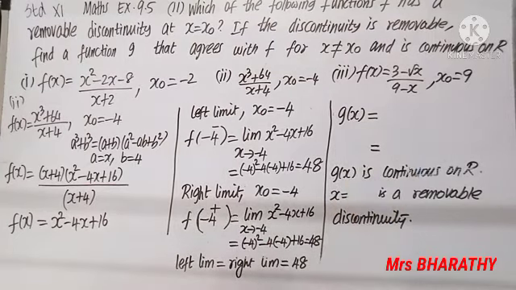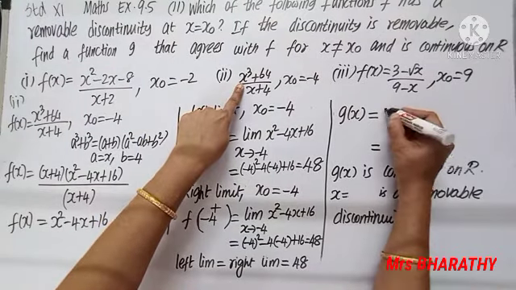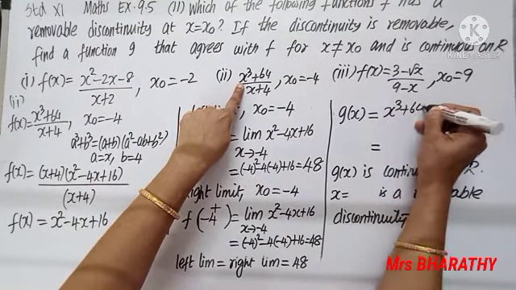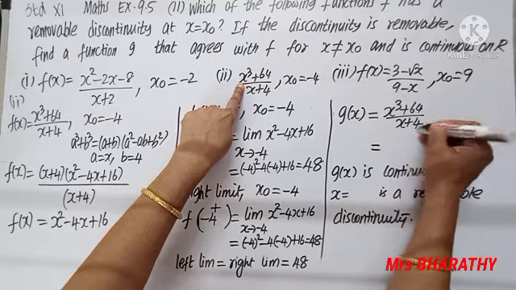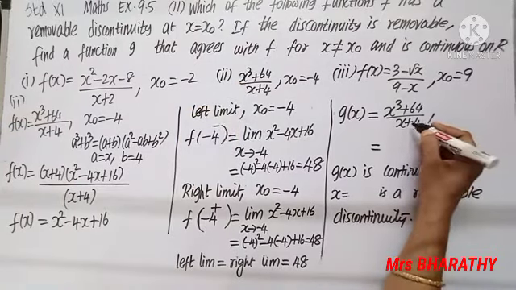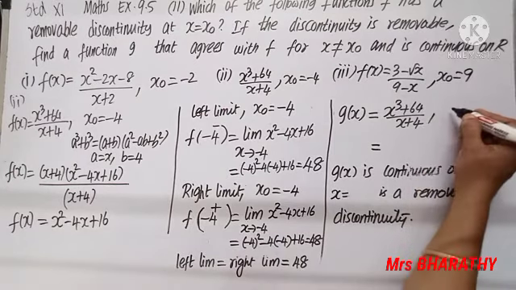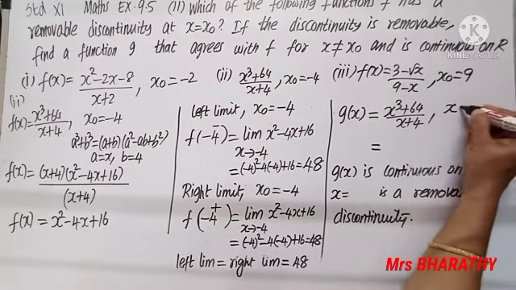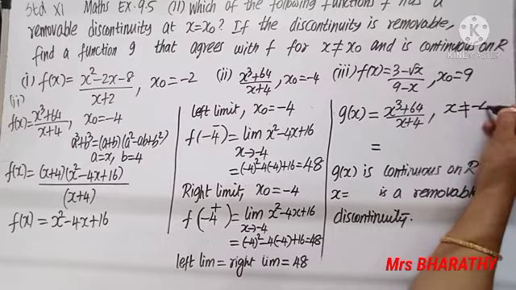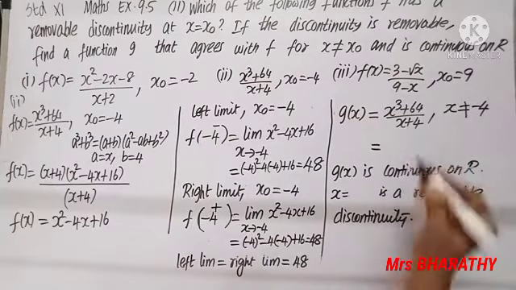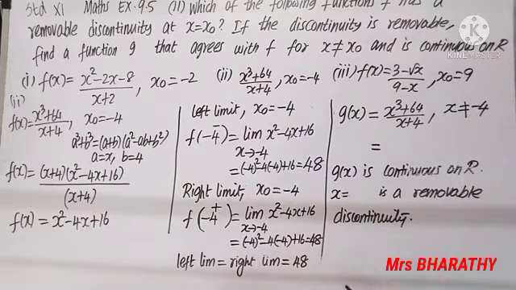G of x, the given question, is x cube plus 64 by x plus 4. The denominator should not become 0. If I put x plus 4 equal to 0, I get x is equal to minus 4. So when I redefine, x is not equal to minus 4.